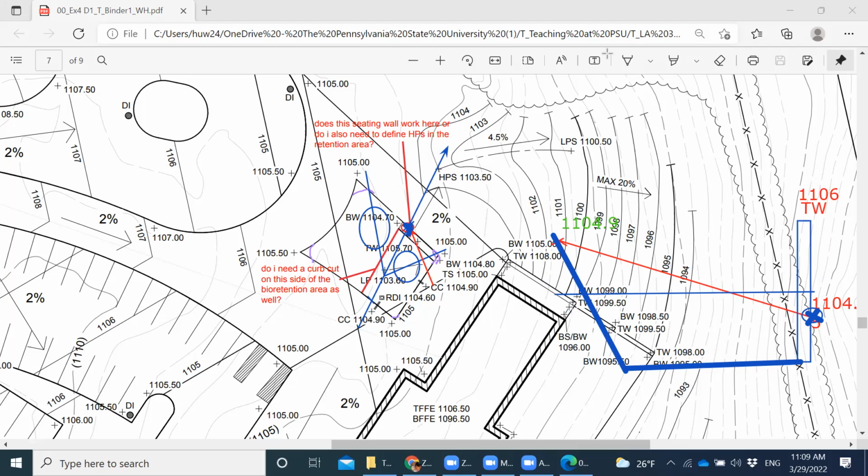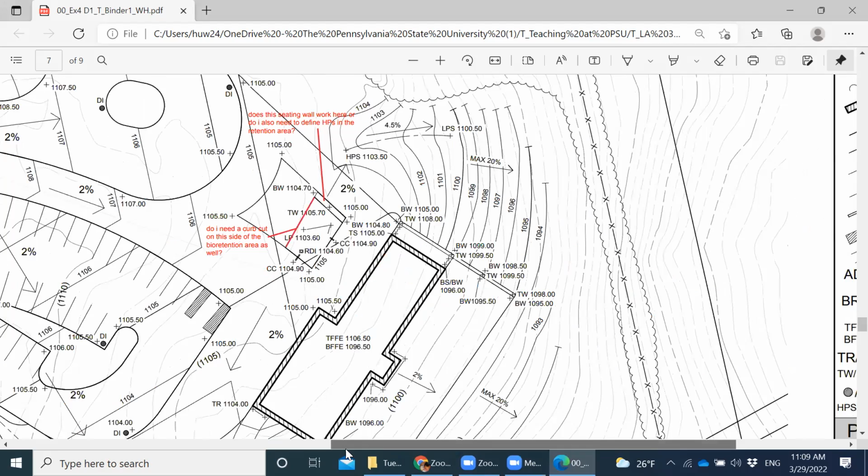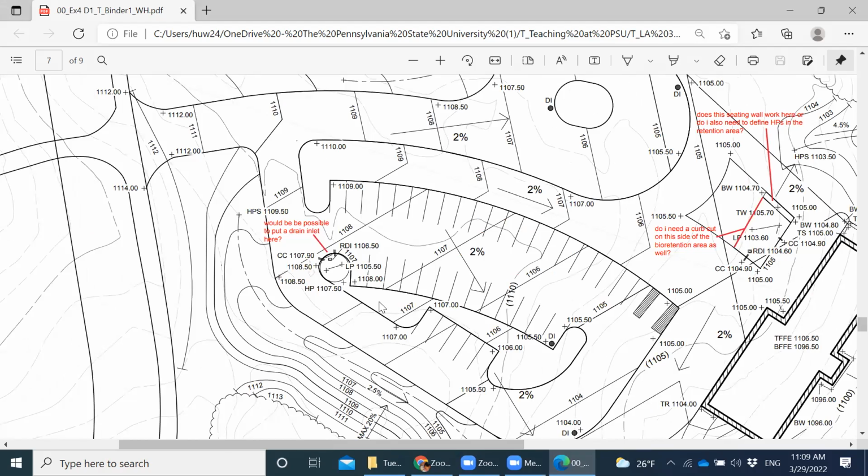So I'm going to clear this, then move to here. Would it be possible to put a trench drain here? You don't have to.